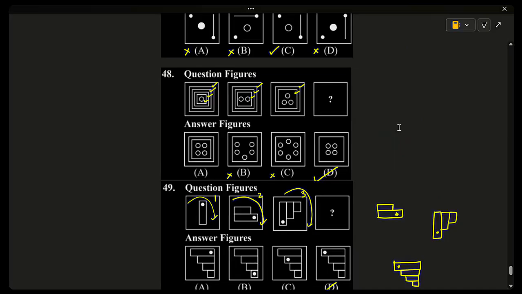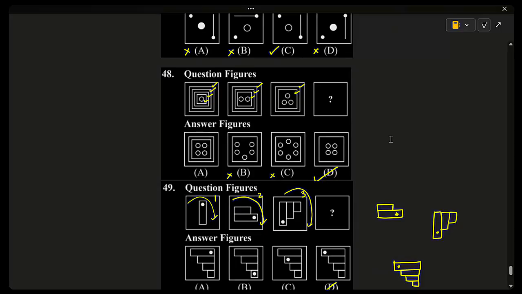Sir, why not C? See the number of circles you can count. 1, 2, 3. Next we expect 4 circles or 5 circles. 4. That's why option D. In B you have 5 circles, right? Okay, sir.